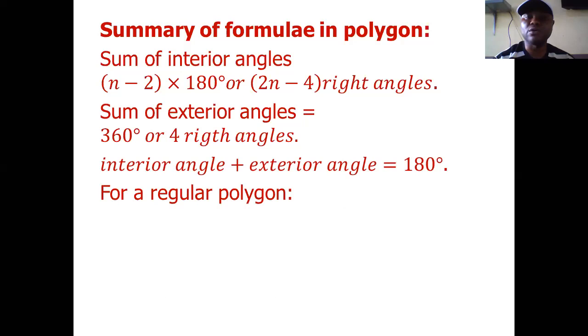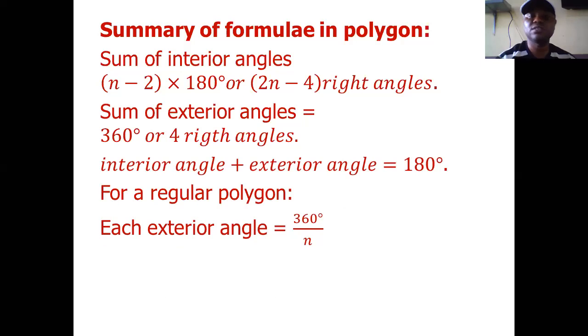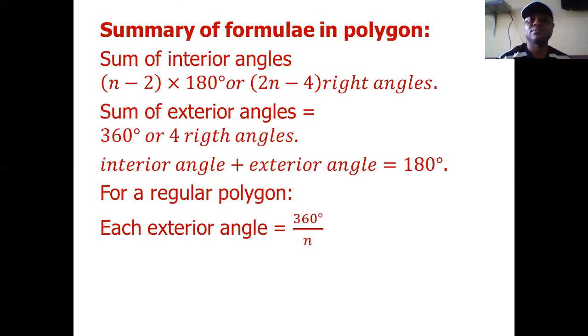For a regular polygon, take note of this. Each exterior angle is equal to 360 degrees divided by n. n is the number of sides. This is what you need to have whenever you are dealing with any problem involving regular polygons. So you need to know this by heart, because you're going to apply this in almost all the problems involving regular polygons.